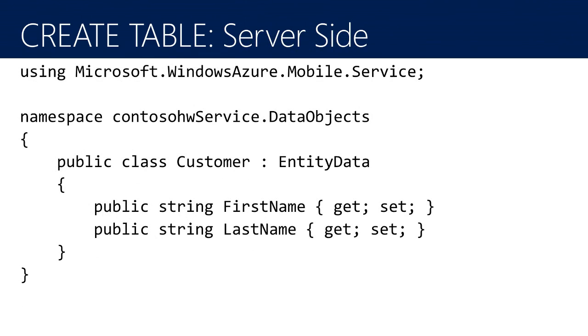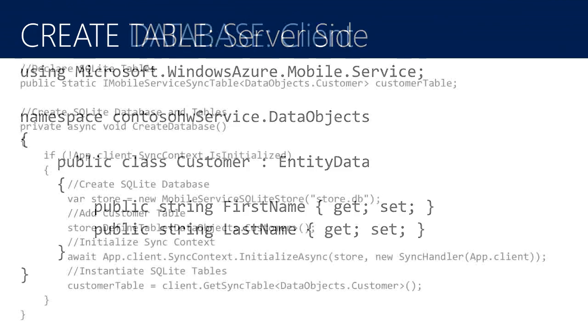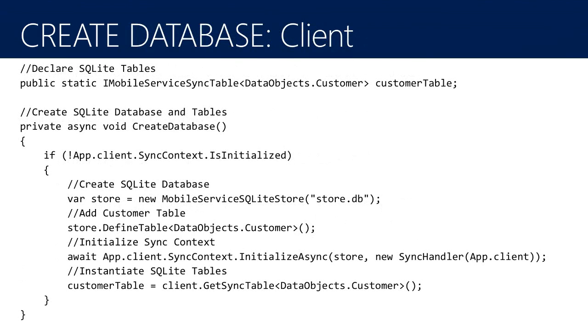That same table on the server side is going to be a lot simpler. The key difference is in inheritance. It inherits from entity data, and then you don't have to worry about the ID stuff or the version. You just have the first name and last name. So you'll marry those up together.